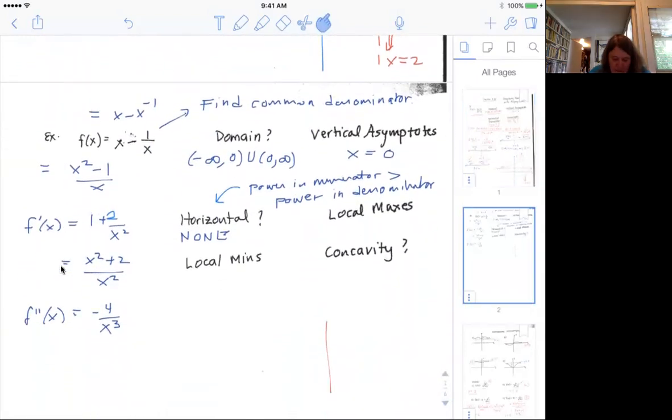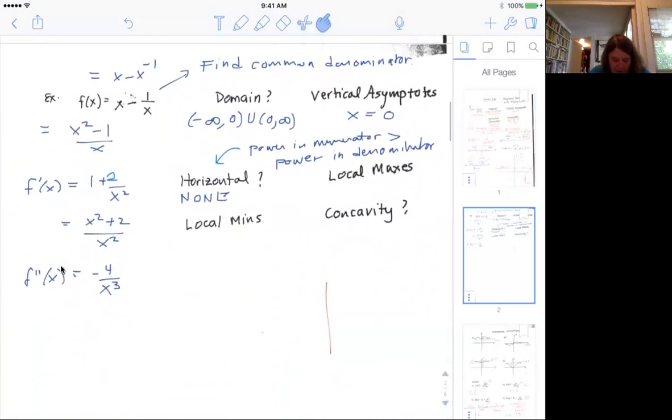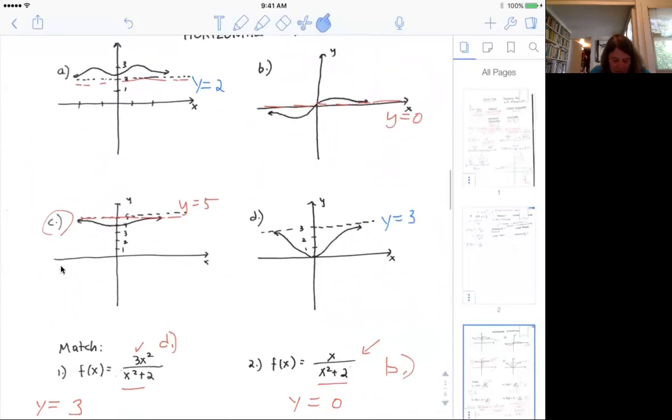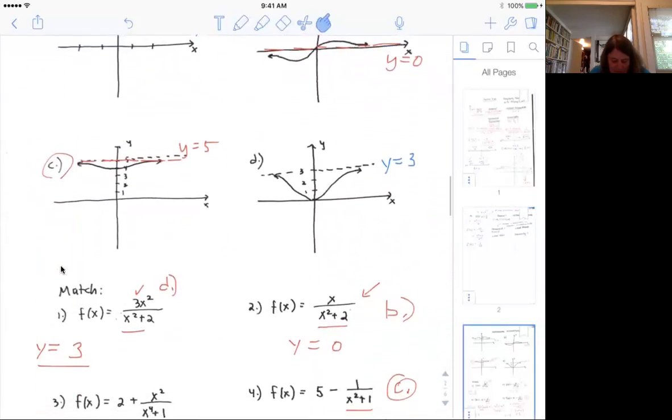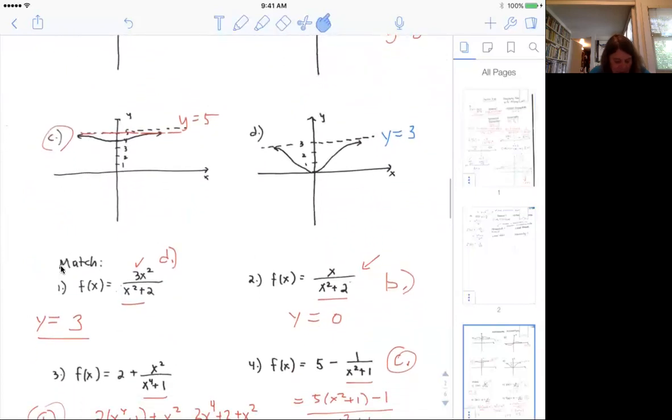I did not do this one. I'm going to do this one later. I had it written up, but I didn't do it. This is the one we did the other day where we matched these functions with their proper pictures. I'll talk about that again. If you want to find out the horizontal asymptote on this one, since the highest power in the numerator and the highest power in the denominator are exactly the same.